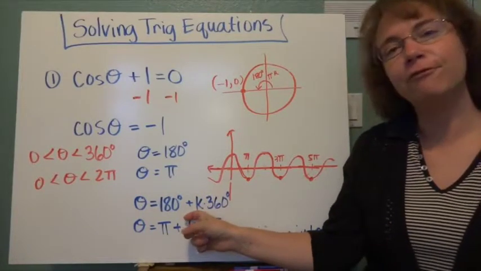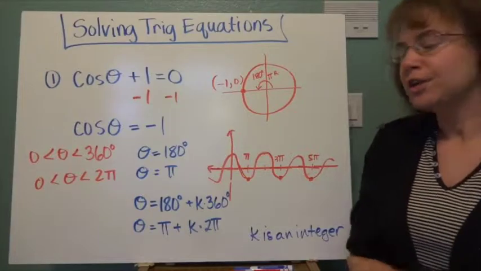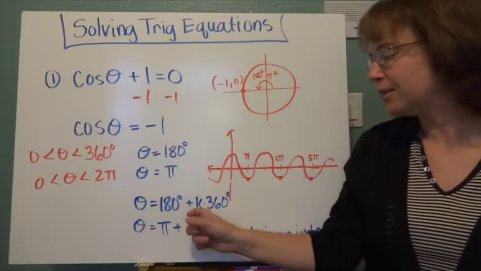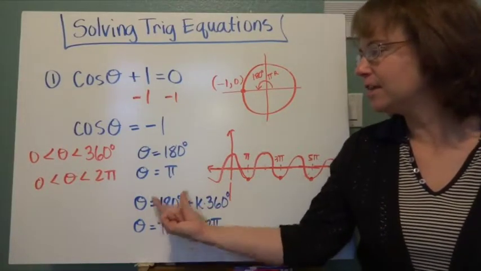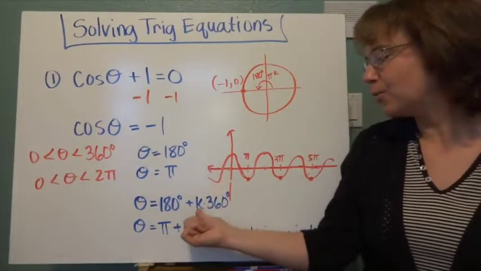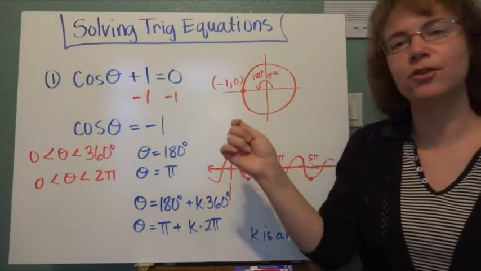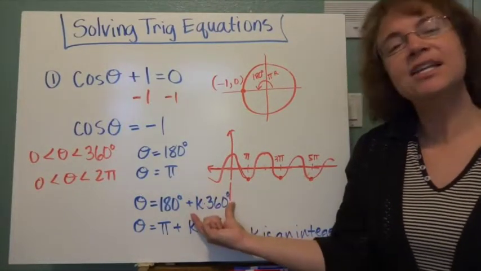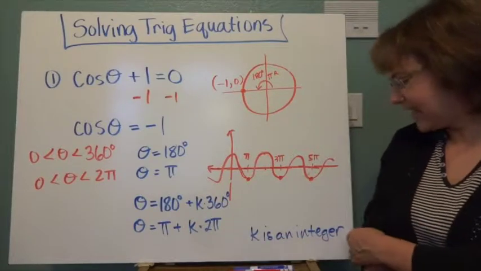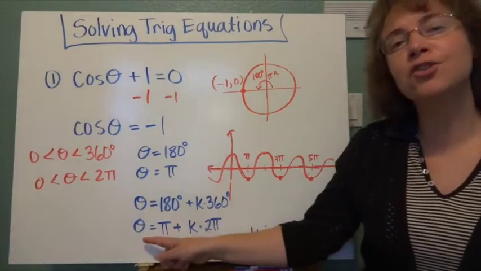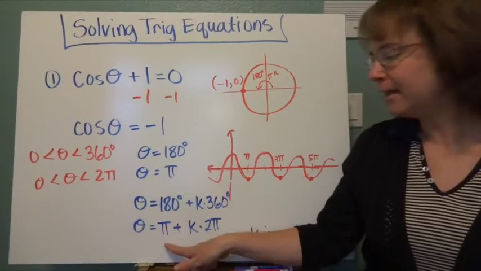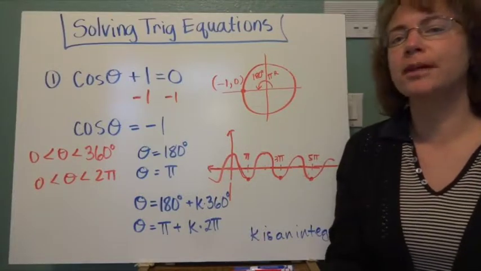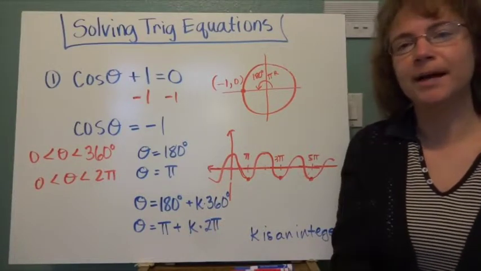So k can't be a fraction, it has to be an integer, so it can be positive, negative, or 0. For example, our first solution, if k is 0, I just have 180 degrees, which is my first solution. If k is 1, I've gone one additional time around the circle. If k is negative 1, I've gone backwards one time around the circle. So this tells me all of my values as long as k is an integer. If I wanted to notate this in radians, I would start with pi, and I'm going to add multiples of 2 pi, just going around that circle or going through the period again. So k times 2 pi.